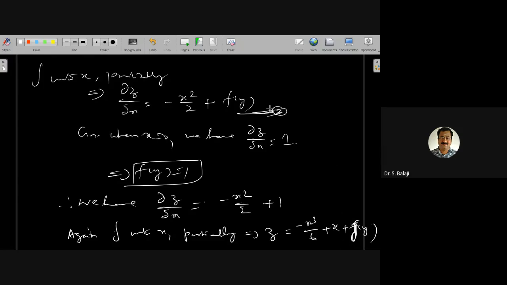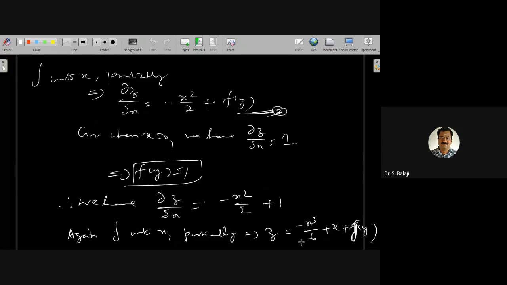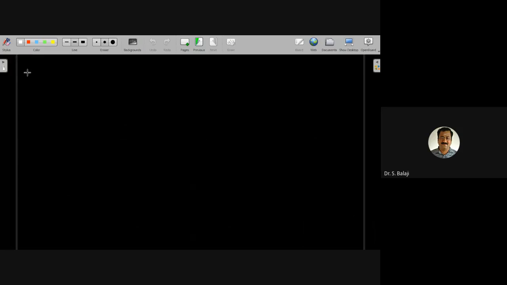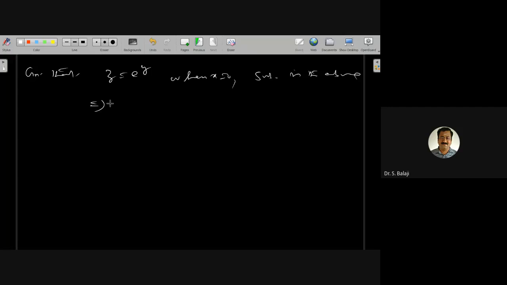Again, to identify g of y, we have the condition: x is equal to 0, z equal to e power y. That condition is given. Given that z equal to e power y when x is equal to 0, substitute in the above relation. This is 0, this is 0. Therefore, g of y equal to e power y.